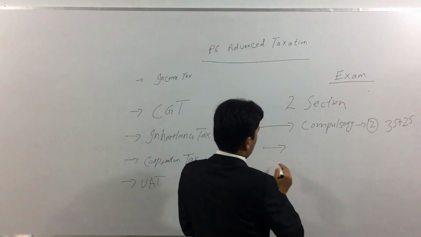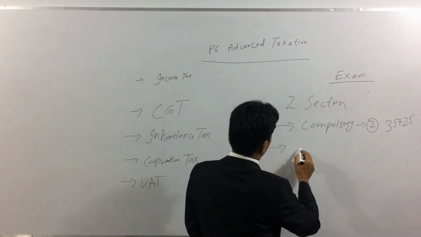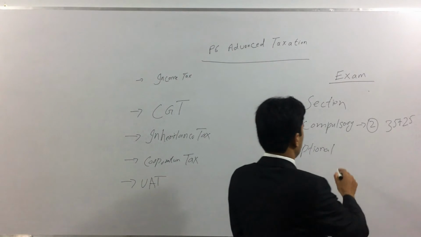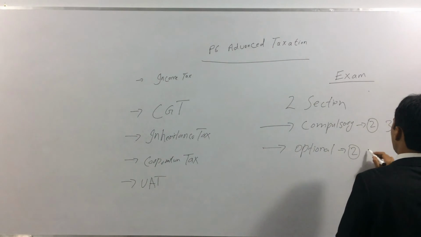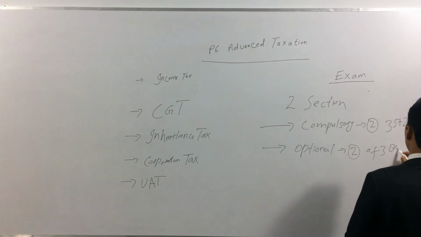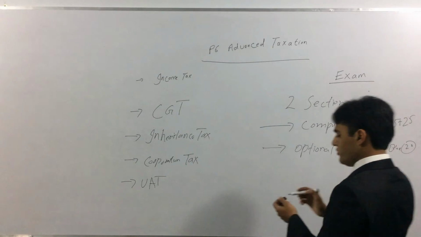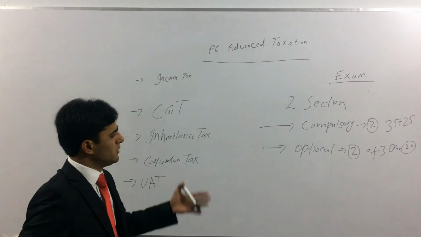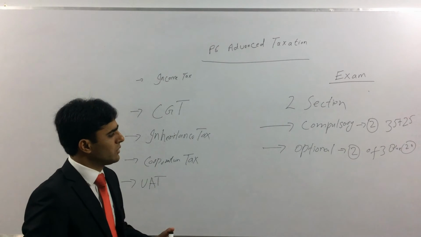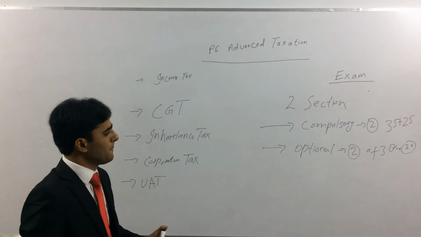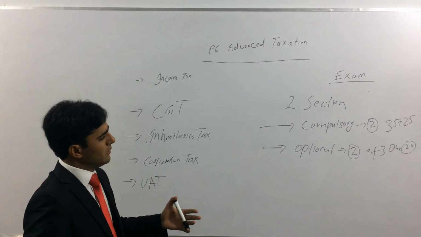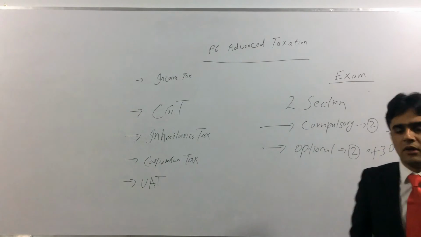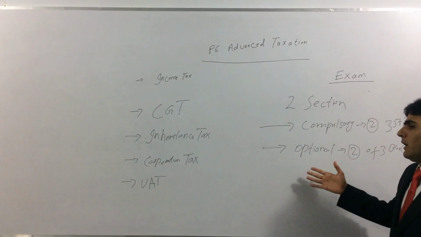However, the examiner has given you a choice in the second section, which is the optional section, where you have to choose 2 of 3 questions, and these are all 20 marks each. So there are 2 sections. First one is compulsory and the second one is optional. In the second section you have to choose 2 questions out of 3. So at this level, what do you think, is giving an option a good thing or a bad thing? In a way it could be a good thing, because it gives you an option.